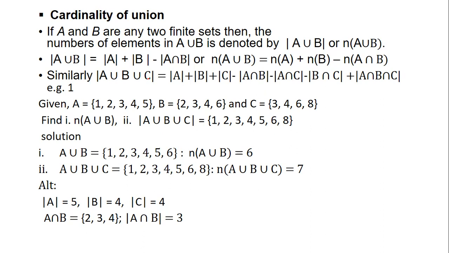Okay, sir. So let's take example one. Given A equal to the set of 1, 2, 3, 4, 5, B equal to the set of 2, 3, 4, 6, and C equal to the set of 3, 4, 6, 8. Find one, the cardinality of A union B, and two, the cardinality of A union B union C.